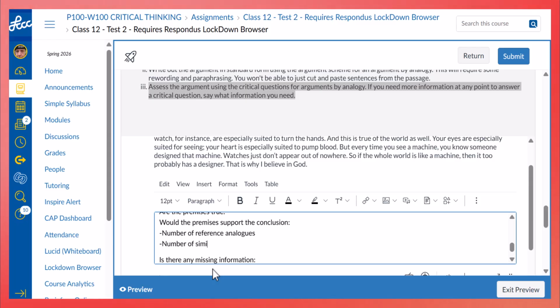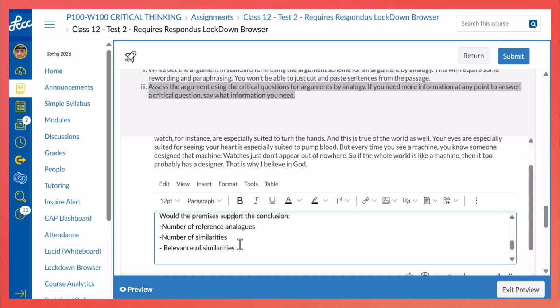Number of similarities, relevance of similarities, and also the diversity of the reference analogs. And I did those out of order, so let me just go back up.